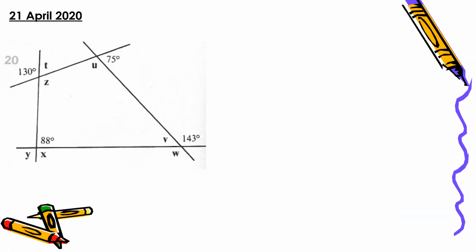So this last question is one that combines all the different rules, and there's a number of angles to find. What I want you to do is pause the video, have a go at them on the paper, get the answer, and write the answers down in your book, and then restart the video to have a look at the answers. So stop your video now.